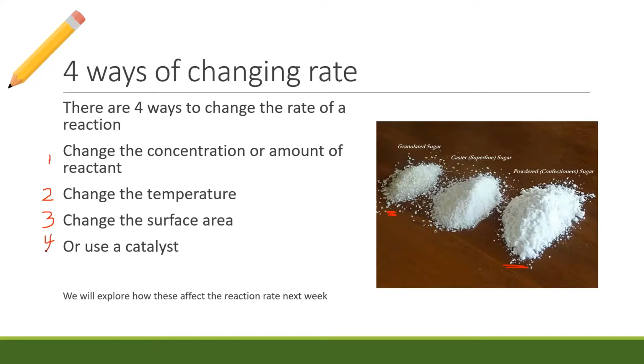Now, a catalyst is not something we've ever talked about before. So I don't expect you to know what a catalyst is, but in many ways, a catalyst is a magic ingredient that just sort of makes things go faster without changing the reaction. It doesn't get used up. You can just add a catalyst and it can make a reaction go really, really fast. We're going to talk about what a catalyst does.